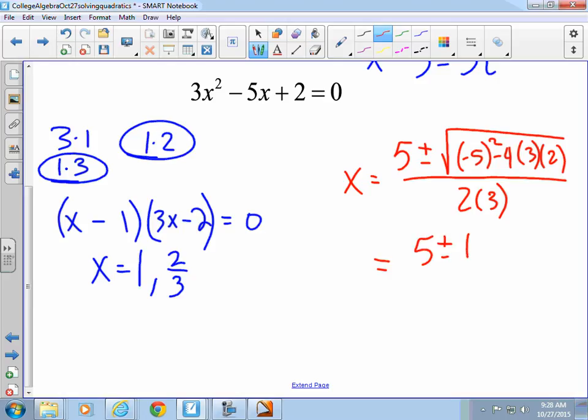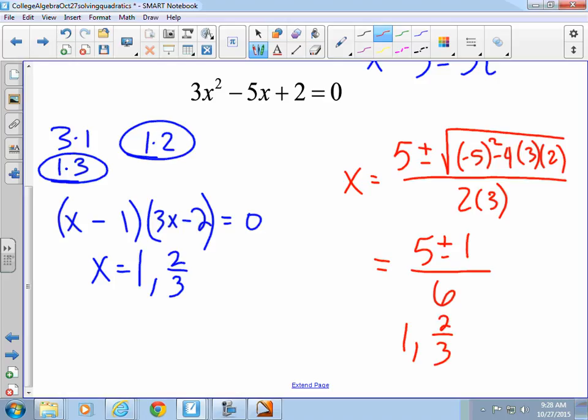So 5 plus 1 over 6 is 6 over 6, which gives me 1. 5 minus 1 is 4. 4 over 6 reduces to 2/3.